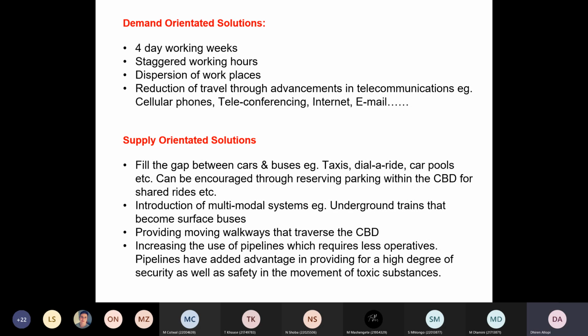Reduction of travel through advancements in telecommunication, use of cell phones, teleconferencing, use of internet, email. In fact, COVID took care of a lot of this recently, isn't it? How many of you are working remotely, not at your workstation, working from home, via email, via internet, via MS Teams, via Zoom, and so forth. And that certainly has relieved traffic on the road.